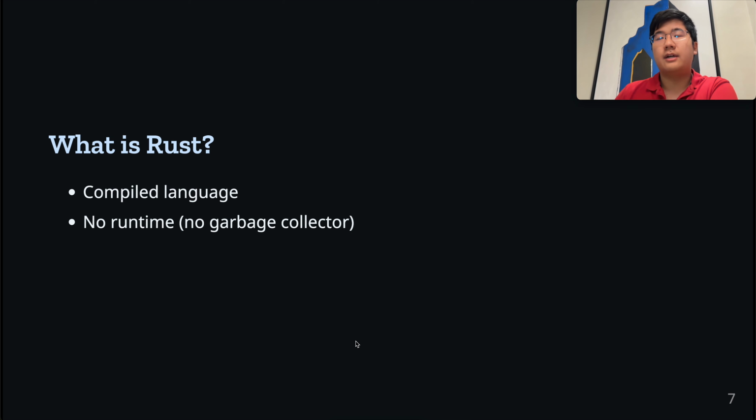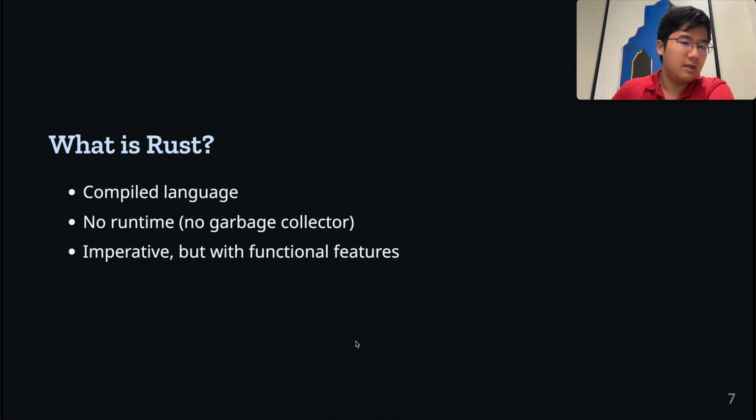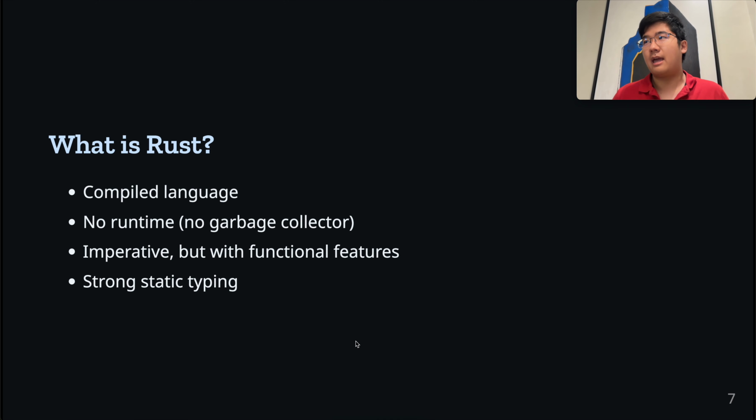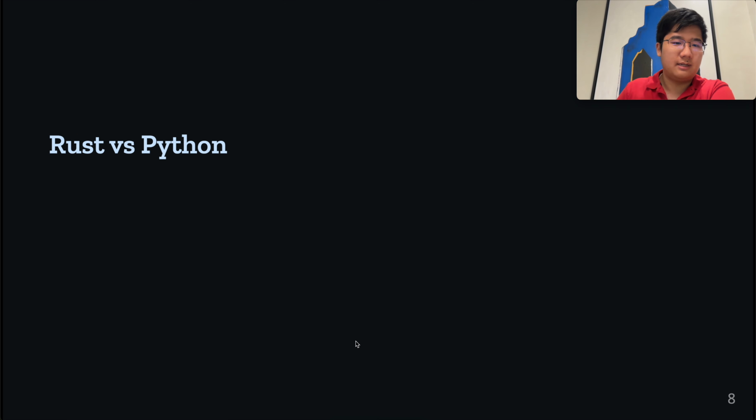Rust does not have a runtime, so if you're familiar with languages like Python or Java, those have an associated runtime, which also have a garbage collector for their memory management. Rust is imperative, so again, like C and C++, but it has functional features. If you're at CMU, if you're at Carnegie Mellon, and you have taken 15150, you know exactly what this means. We also have strong static typing. Every single thing in Rust is statically typed. Asterisk, that is not always true, but for the most part, Rust has strong static typing.